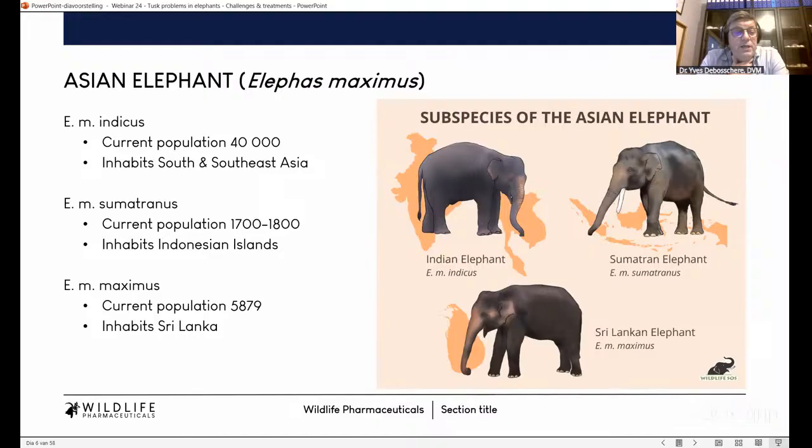What is very strange is that in the Maximus in Sri Lanka, most, about 70%, of the elephants are tuskless. And we see that it's mostly the males who are tuskless, and later on we will see that it's a little bit particular, because normally tusklessness is linked to the X chromosome and not to the Y one.